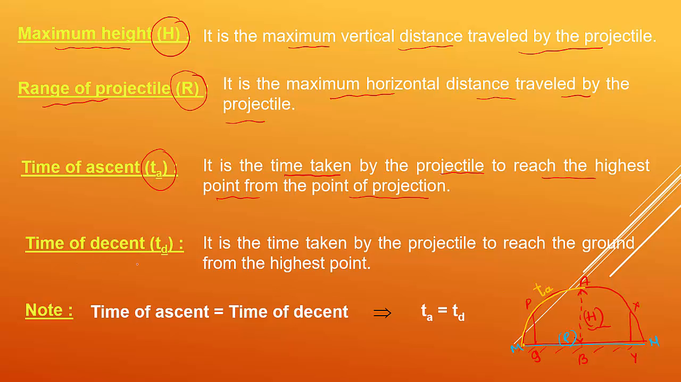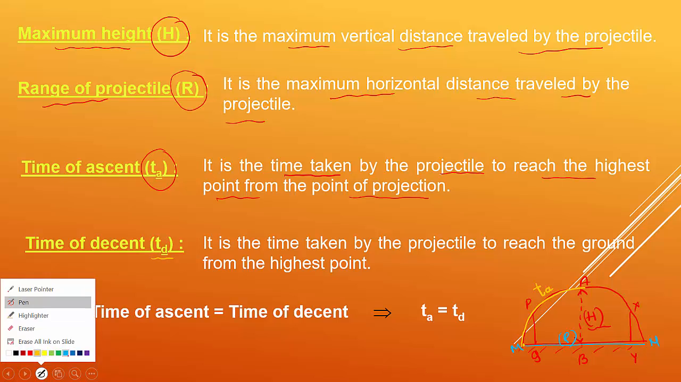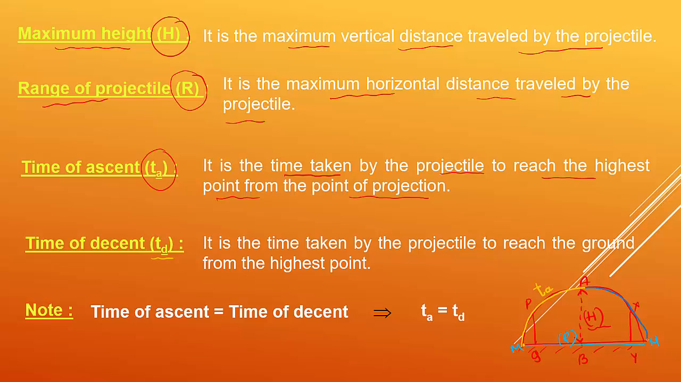Then next term is time of descent, denoted by TD. It is time taken by the particle to reach the ground from the highest point. Means in this diagram I am going to consider from A to N. A to N is time of descent denoted by TD. Time of ascent is equal to time of descent. TA is equal to TD. Time of ascent is the time taken by the projectile to reach the highest point from the point of projection, and time of descent is time taken by the projectile to reach the ground from the highest point. M to A is TA, A to N is TD. These two are always equal.